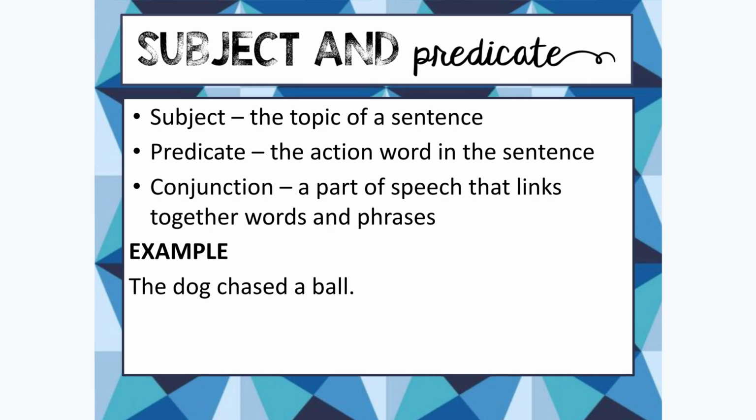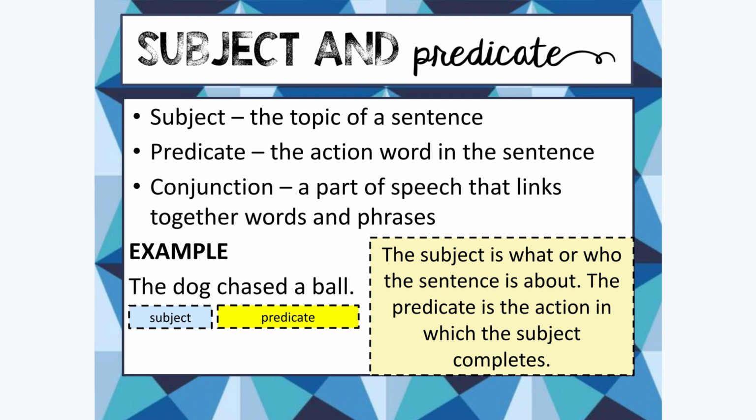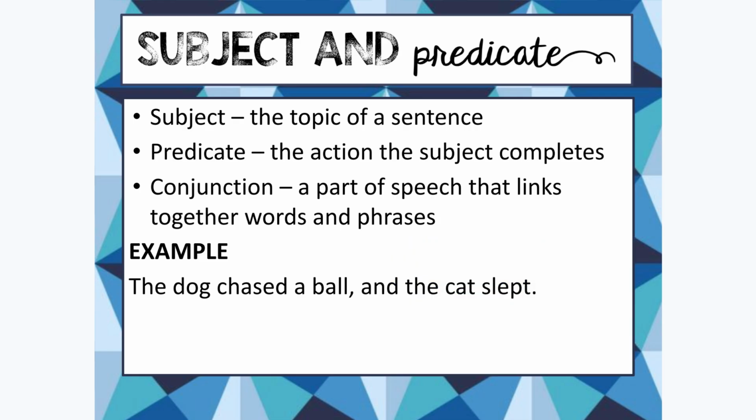Conjunction is that part of speech that links words together, words and phrases: and, but, or, nor. So, the dog chased a ball. The dog is our subject. Chased the ball is the predicate because the dog is doing the chasing. Subject is what or who the sentence is about. The predicate is the action which the subject completes.